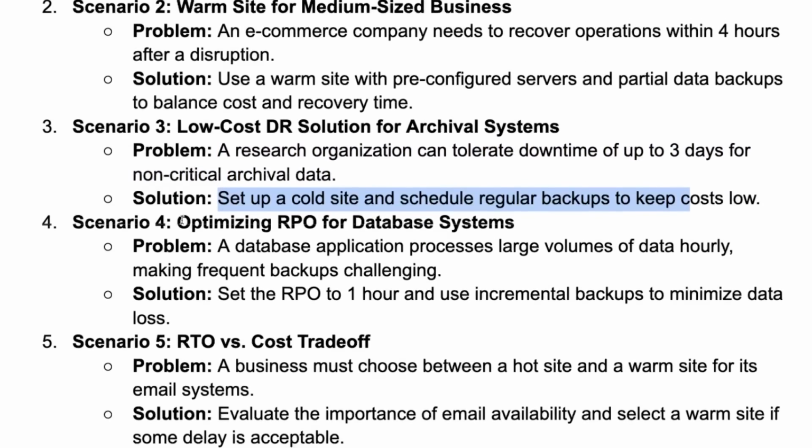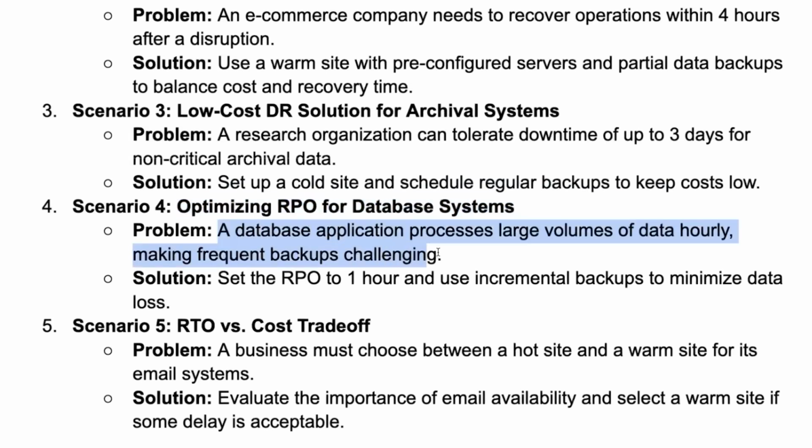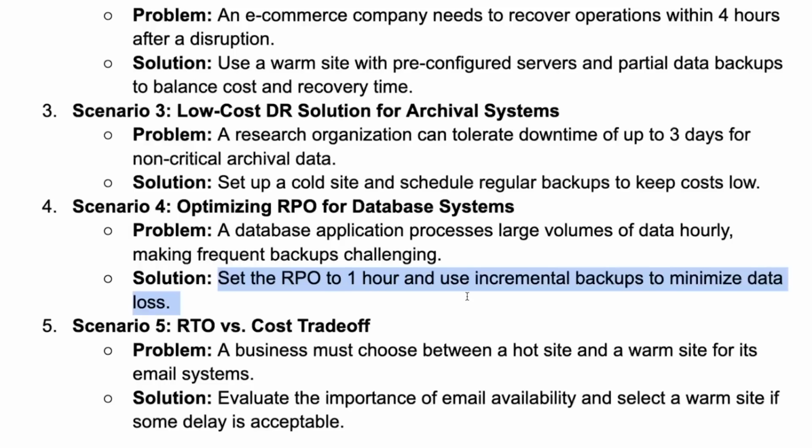Scenario four would be optimizing the recovery point objective for database systems. The problem is that a database application processes large volumes of data hourly, making frequent backups challenging. So you would set the recovery point objective to 1 hour and use incremental backups to minimize data loss. Incremental backups could be another way of saying we're just going to sync our backups, or back up in portions, to make sure the most recently edited data, files or folders are the ones that actually get backed up.